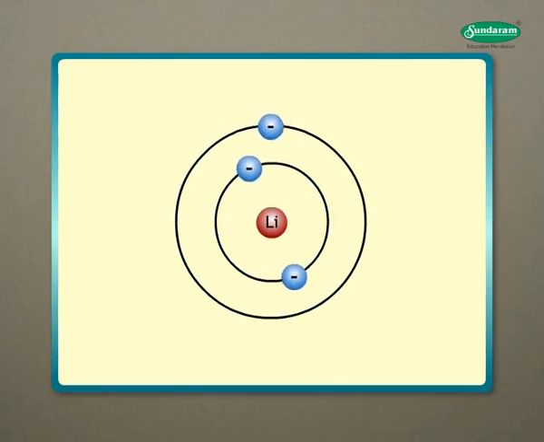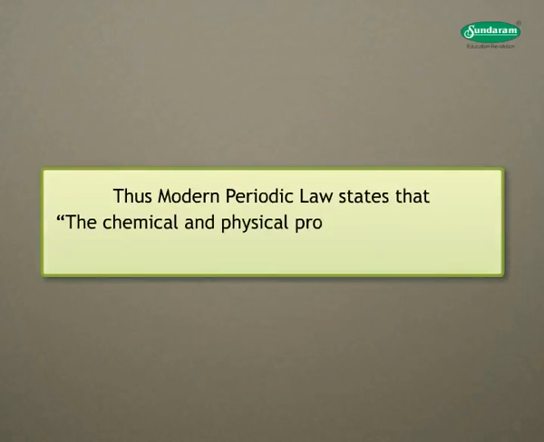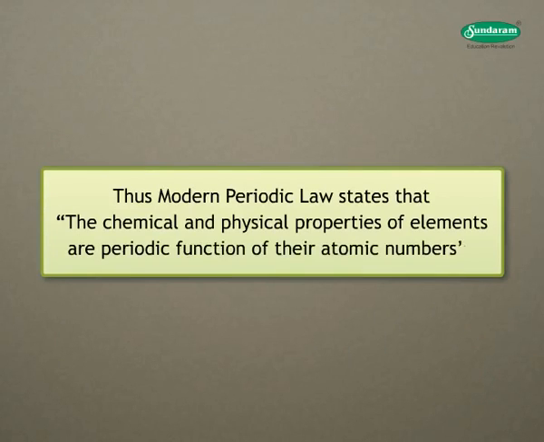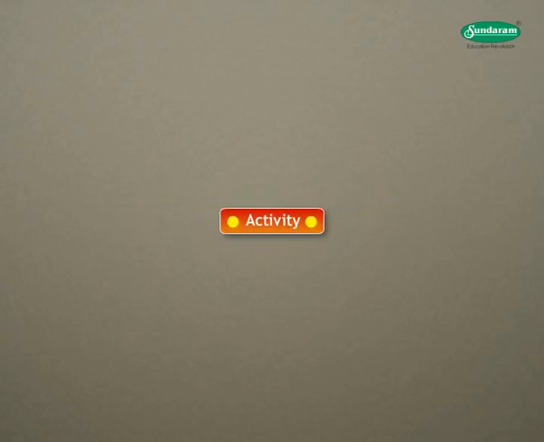This discovery changed the whole perspective about elements and their properties. Thus, modern periodic law states that the chemical and physical properties of elements are a periodic function of their atomic numbers. The modern periodic table has many versions, but the most popular among them is the long form of the modern periodic table. Let us try to answer some questions.